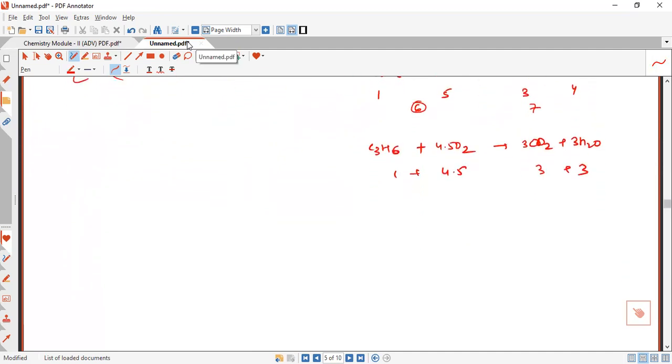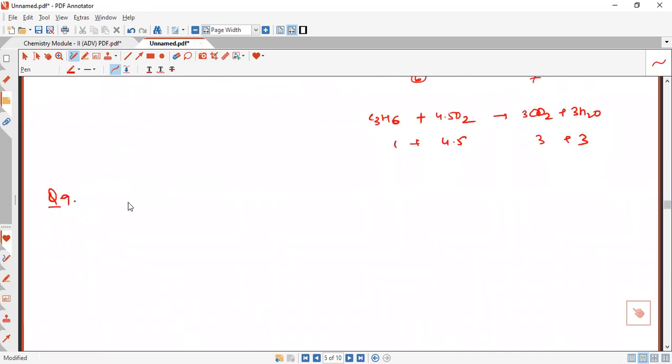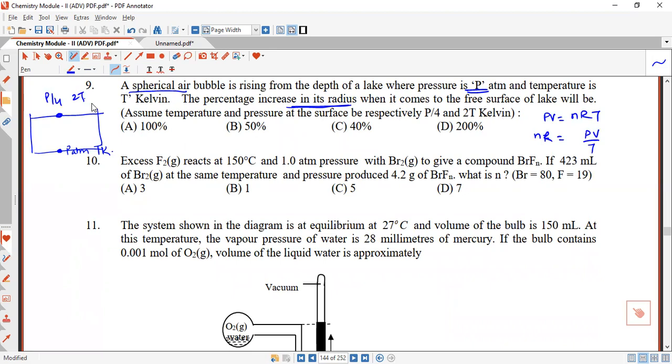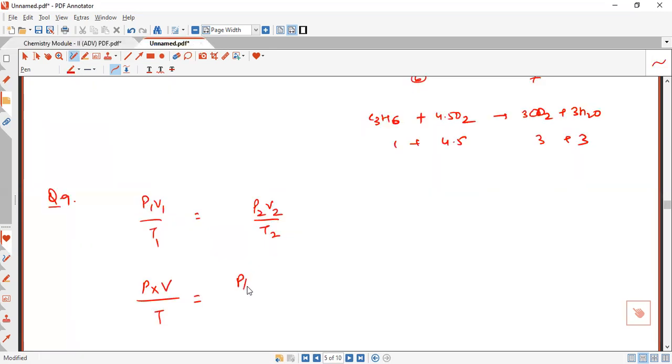So we can write for question number 9: P1 V1 by T1 is equal to P2 V2 by T2. Initially pressure is P, let's say volume is V, temperature is T. Next time pressure is P by 4, V2 we have to find, and temperature 2T. Okay, you can cancel. V gets cancelled. So V is equal to V2 by 4 going down by 8. V2 is nothing but 8V.